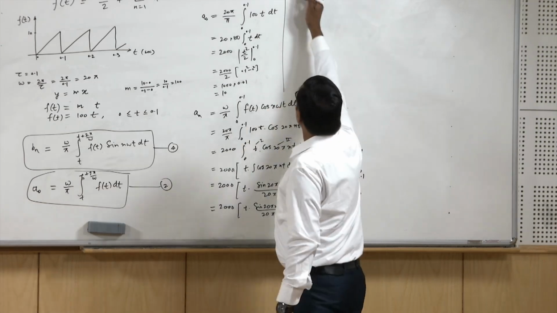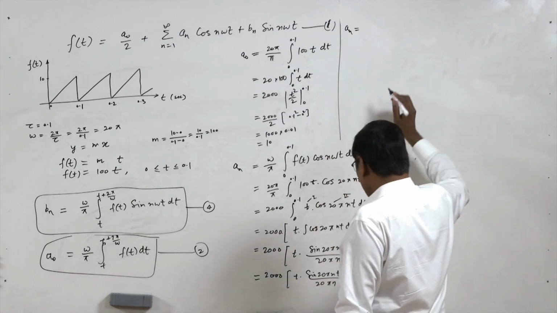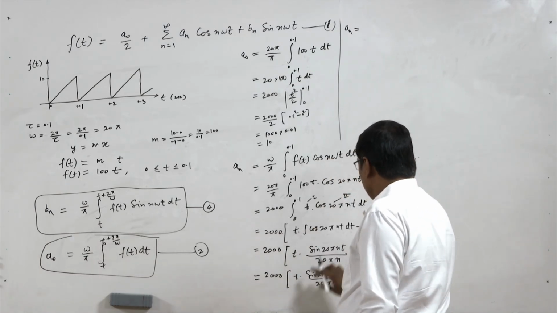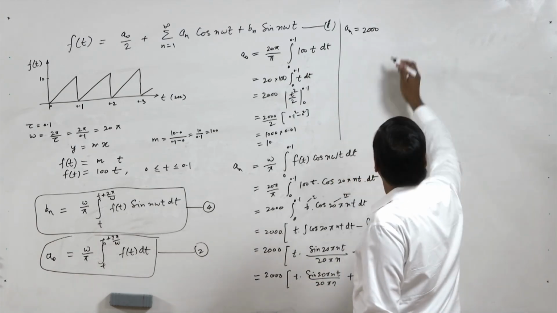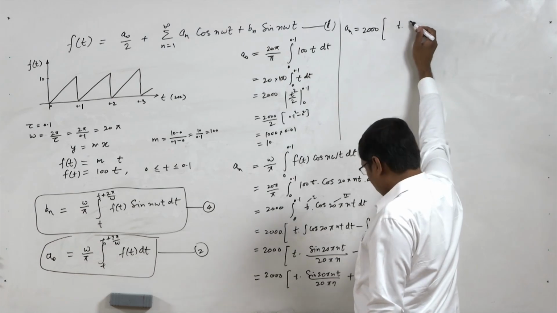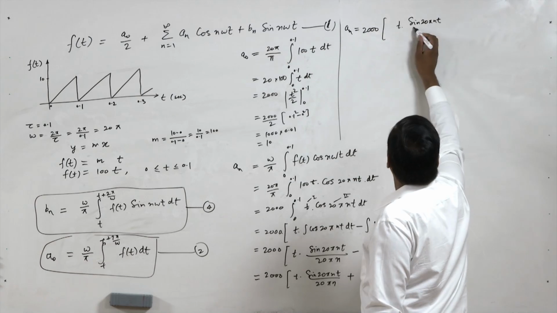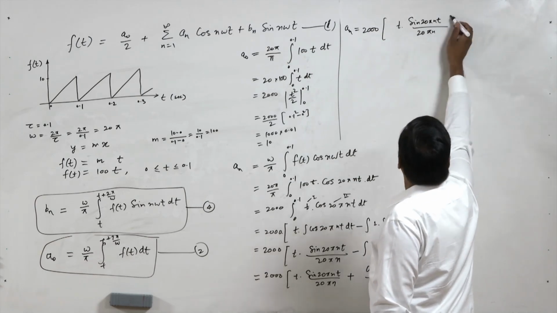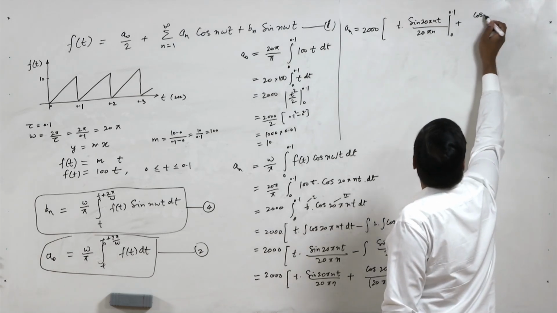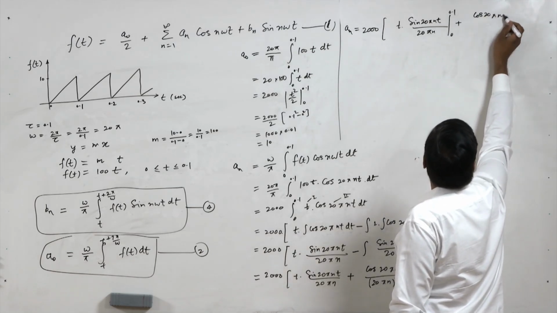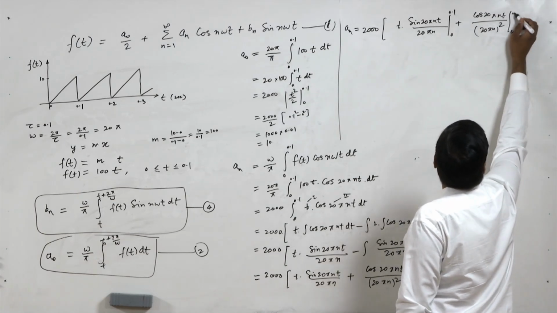Okay, so we can write an equal to, we give the limits to this, so it is 2000 times t into sine 20 pi n t by 20 pi n, limit 0 to 0.1, plus cos 20 pi n t by 20 pi n square, again with limit 0 to 0.1.